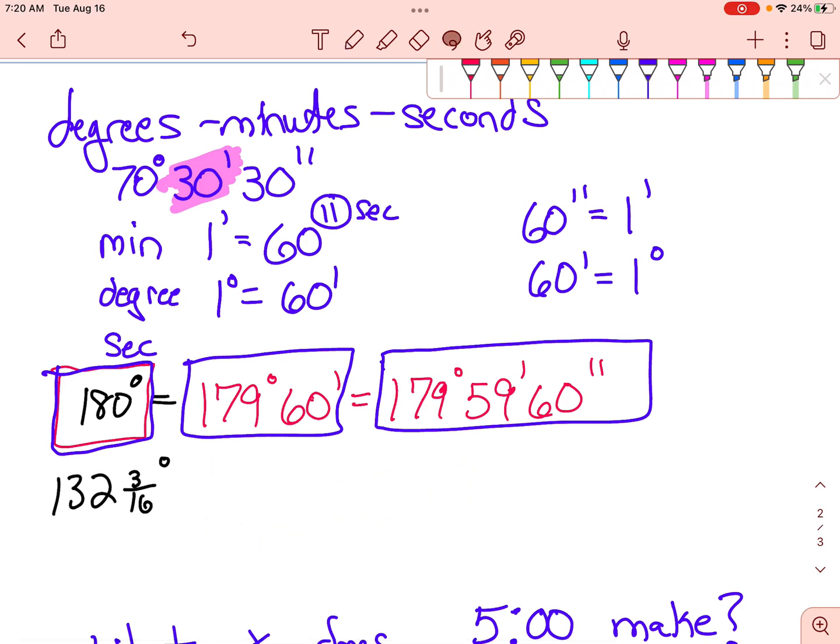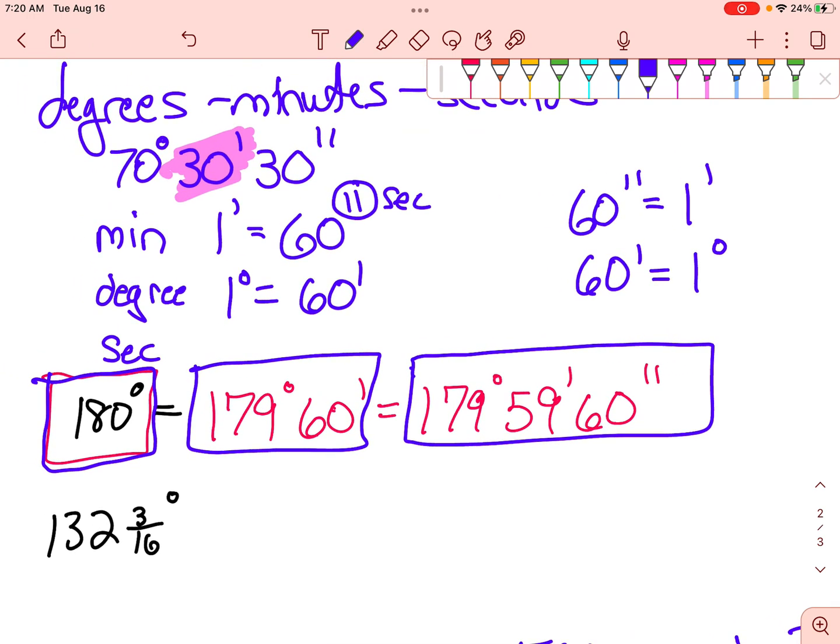Okay, so going back and forth. Sometimes I'm going to have you guys change degrees into minutes and seconds. If we take a look at my example number 1 right here, I have 132 3/16 of a degree. So what I can do is change this to 132 degrees, and I want 3/16 of 1 degree, or of 60 minutes. Okay, and then we're going to do that math.